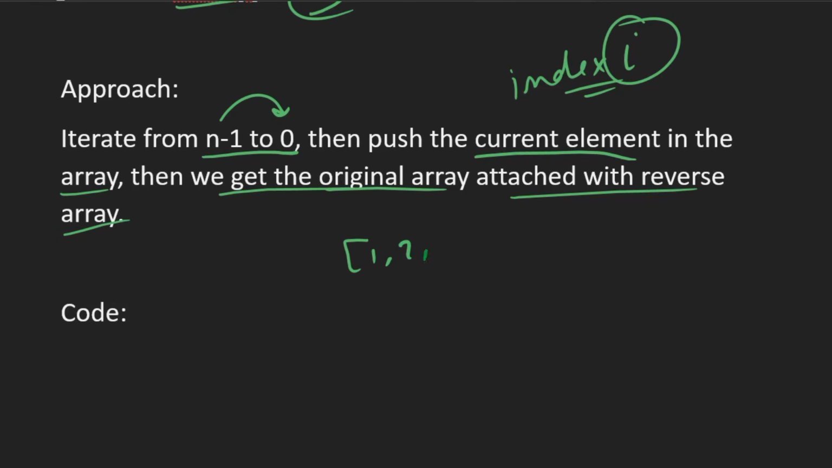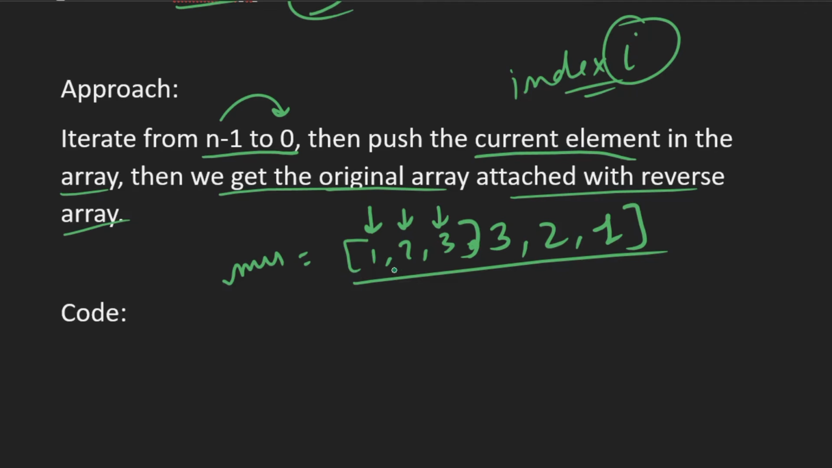So suppose we have 1 2 3, this is our nums array, and currently we are at 3, so we put 3 here, then we move to 2, then we put 2 here, then we move to 1, we put 1. So now see, this is our answer array. The first n elements are the original elements, and the next n elements are the reverse of the first n elements. So this way we will do it.